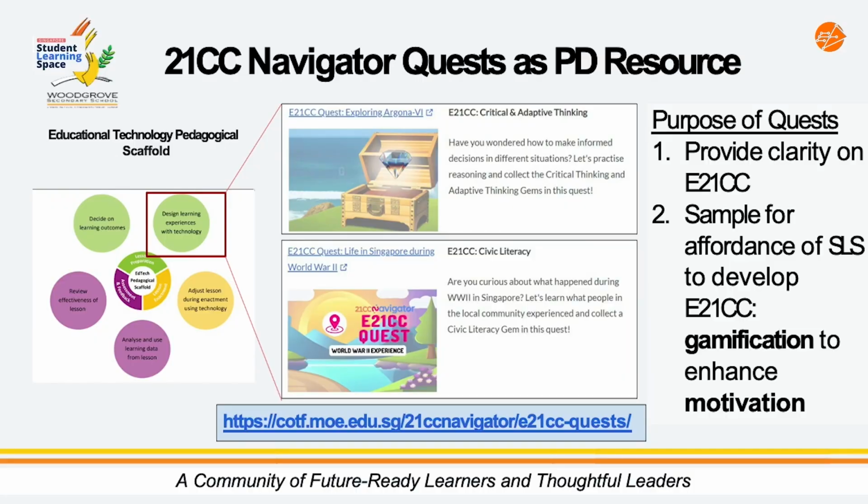And if you were to think about the role of the 21CC Navigator, just now we said that it's a PD resource as well. So where we see it is actually from two angles. Number one, it helps our teachers also to gain some clarity on E21CC, even though this package is designed for the students. And number two, we also wanted the teachers to experience the gamification aspect, and hopefully that can inspire them to incorporate it within their lessons.